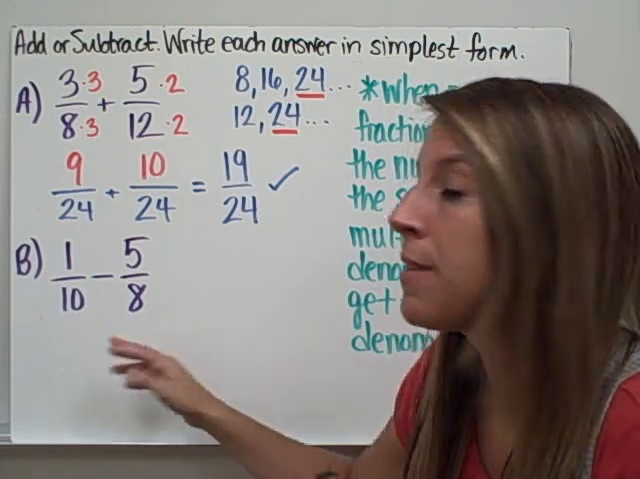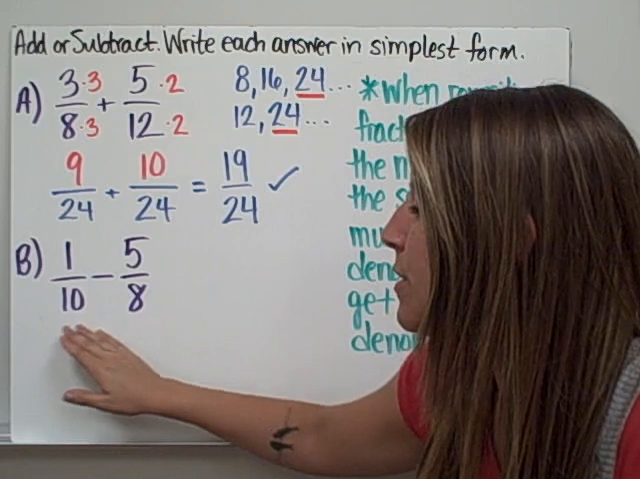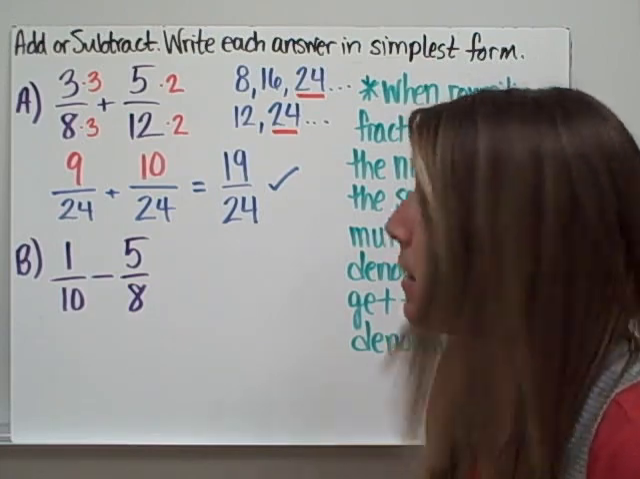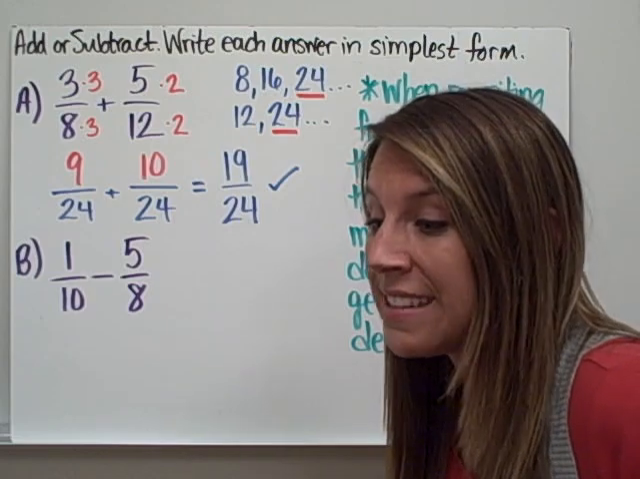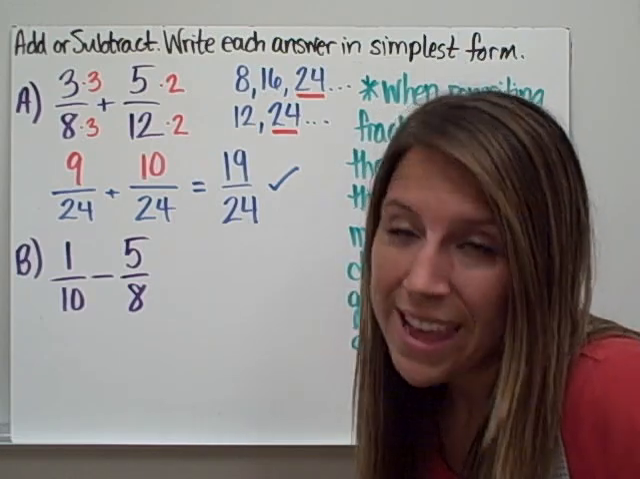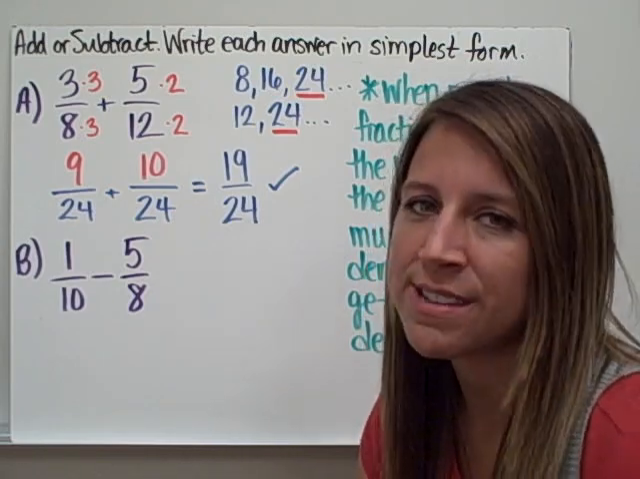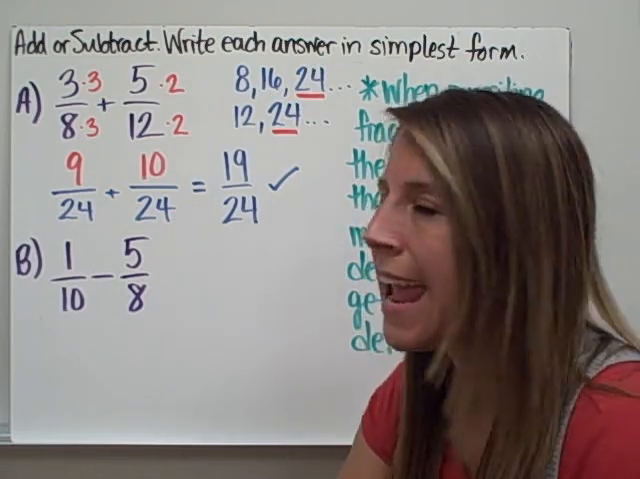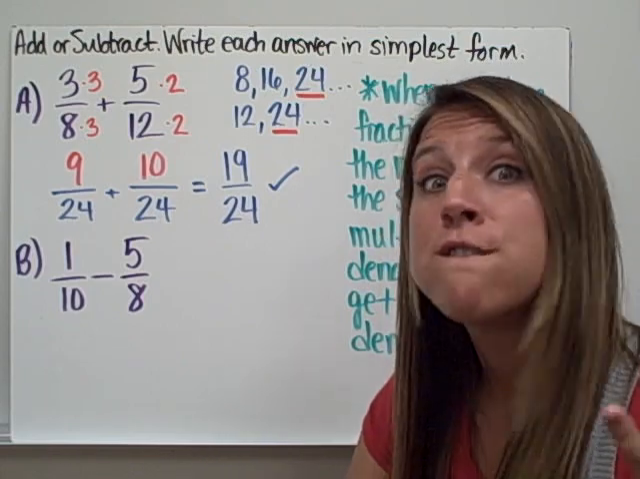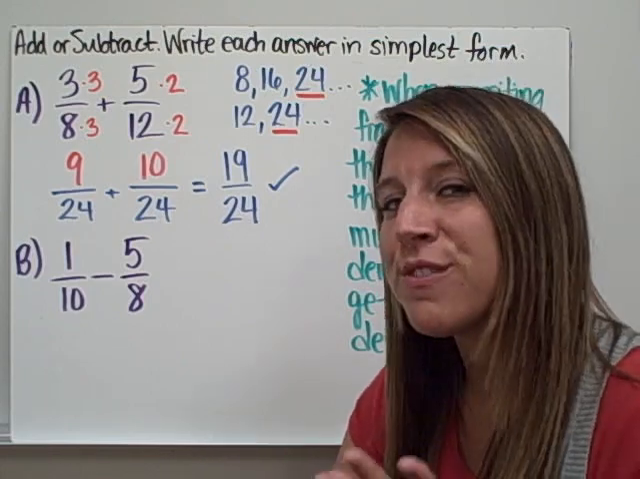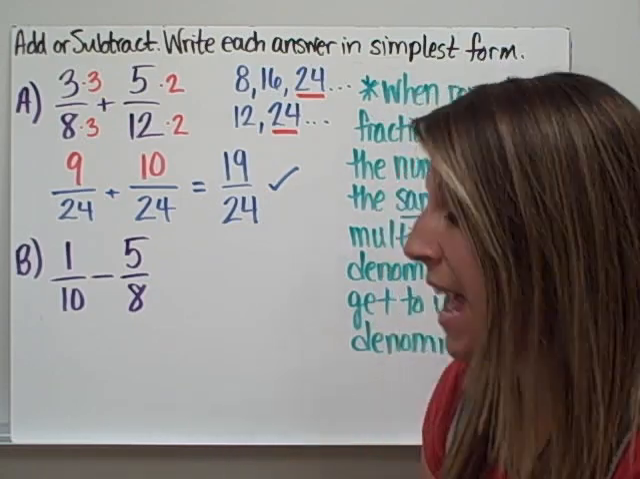So example B, I've got 1/10 minus 5/8. Now 10 and 8 are not a common denominator. So I have to think, what would be a common denominator of 10 and 8? I bet you think 80 right away. Now that would be true if you multiplied them and it could work, but is there a least common denominator between 10 and 8? Think about your multiples of 10. 10, 20, 30, 40. I know that 8 times 5 is 40, so I know 40 is the least common denominator of 10 and 8.